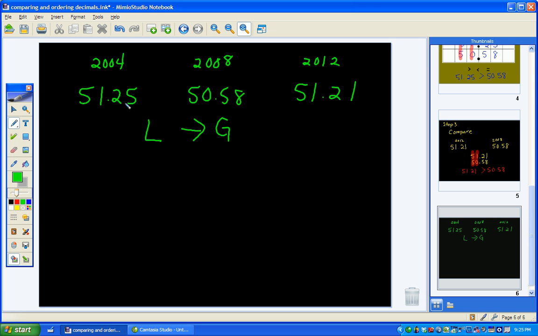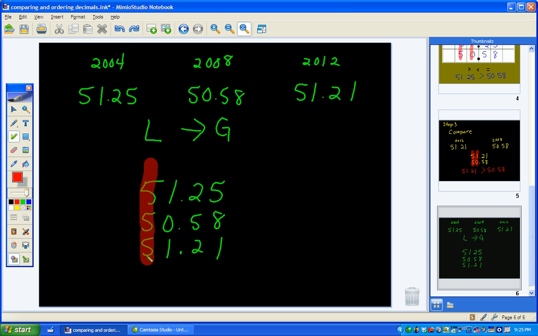We're going to line up our decimals, but now we have 3 to line up. So we're going to do 51 and 25 hundredths, 50 and 58 hundredths, 51 and 21 hundredths. Now we're going to start at the left and we're going to compare. So same steps that we just had with the other ones. They all have 5 in the tens place. Here, I start to see a difference. The 0 is smaller than the other two, so I already know that this one's going to be my smallest. So I'm going to put it first in the list.